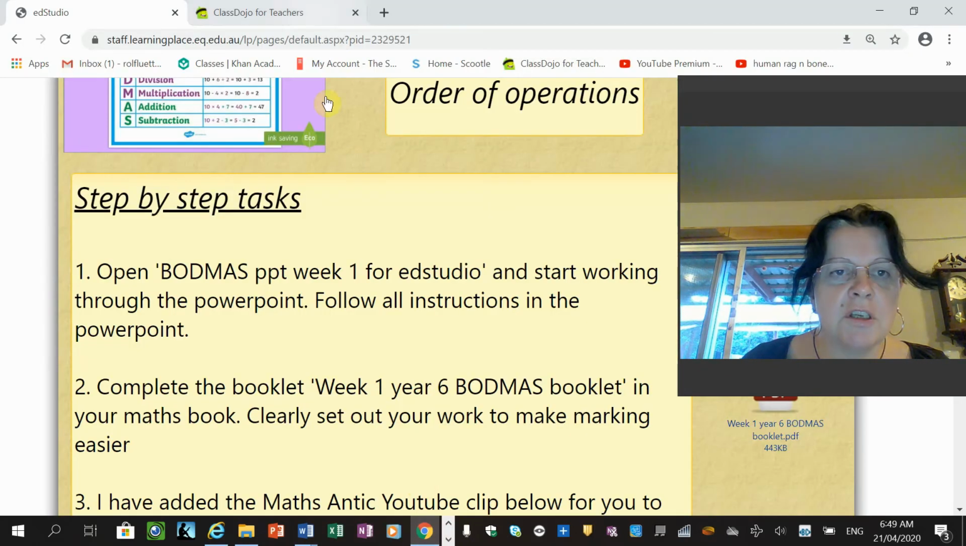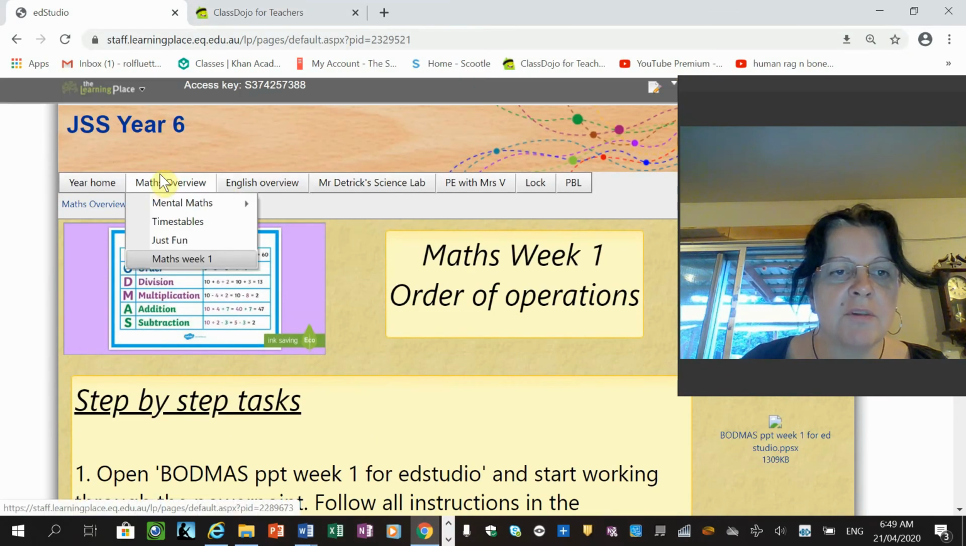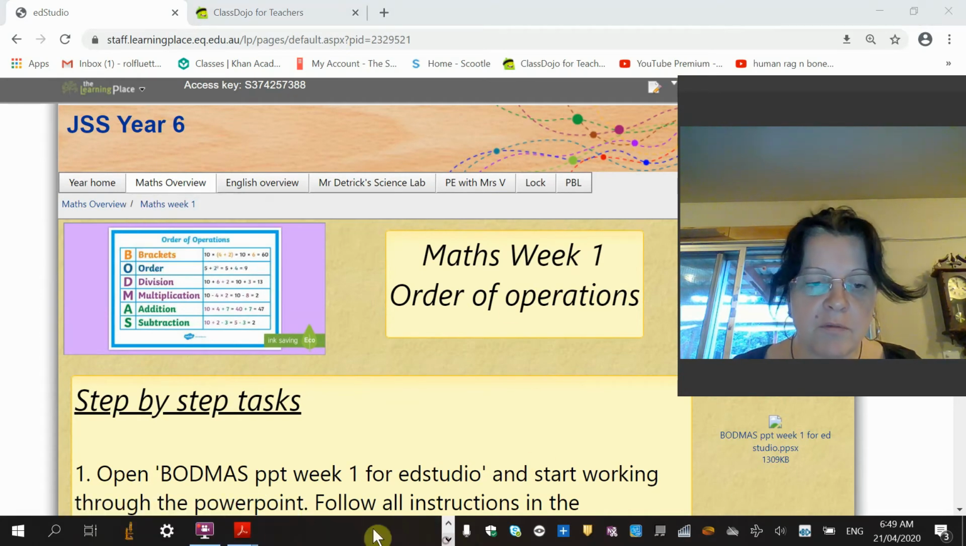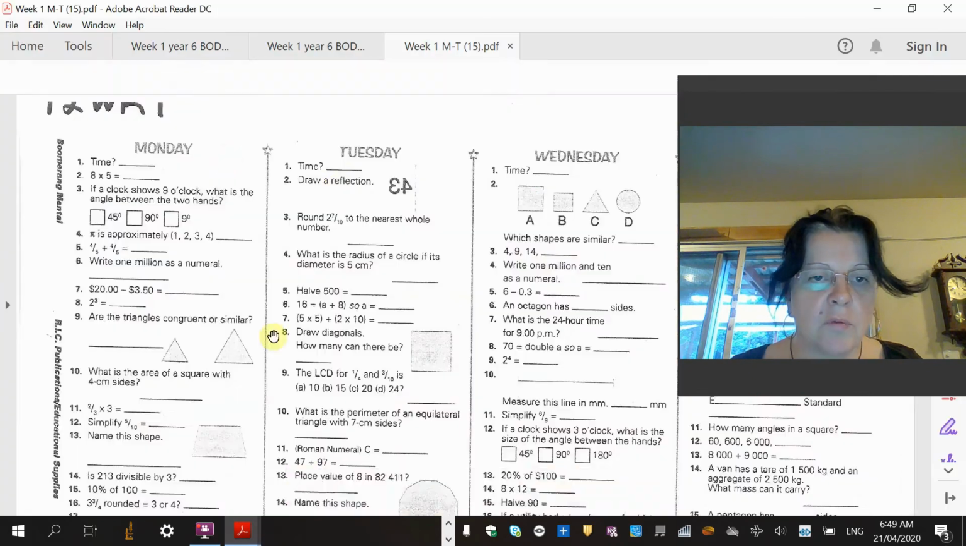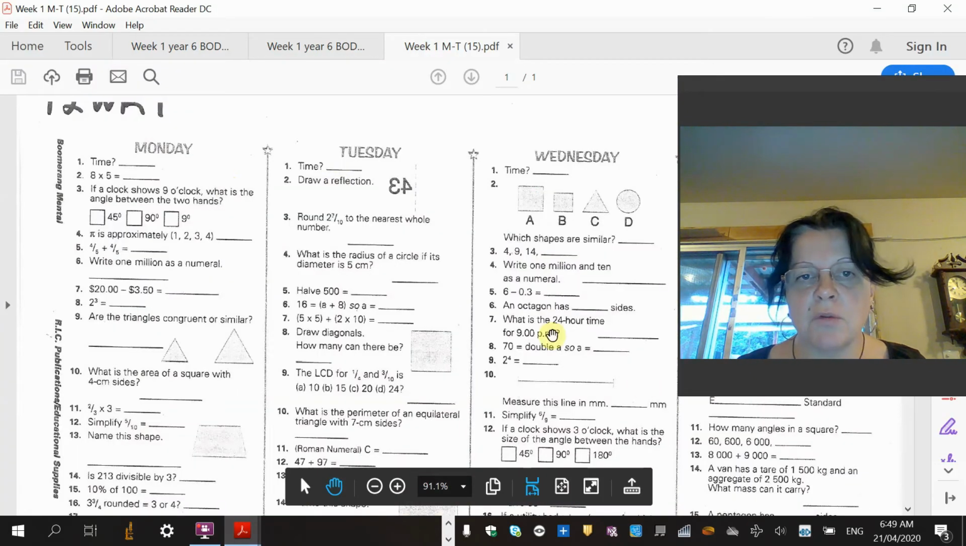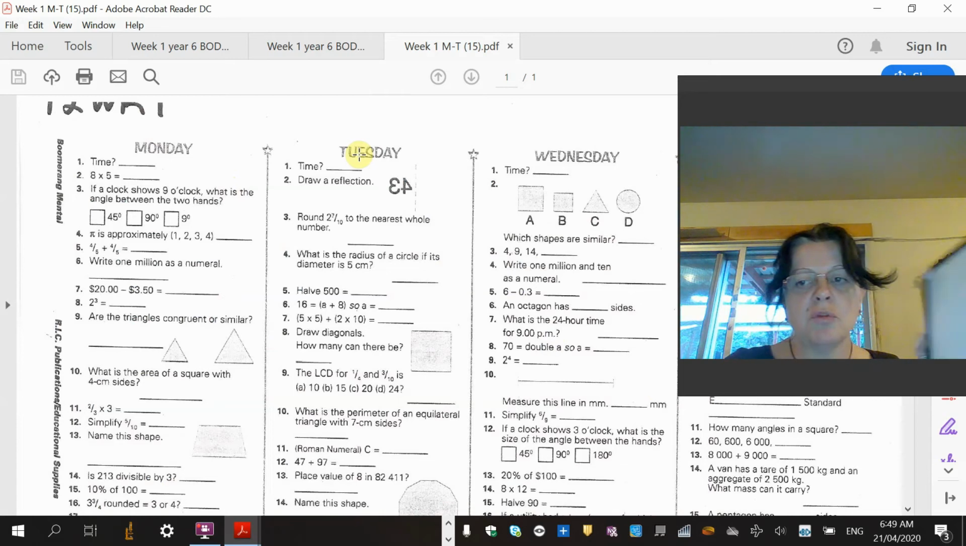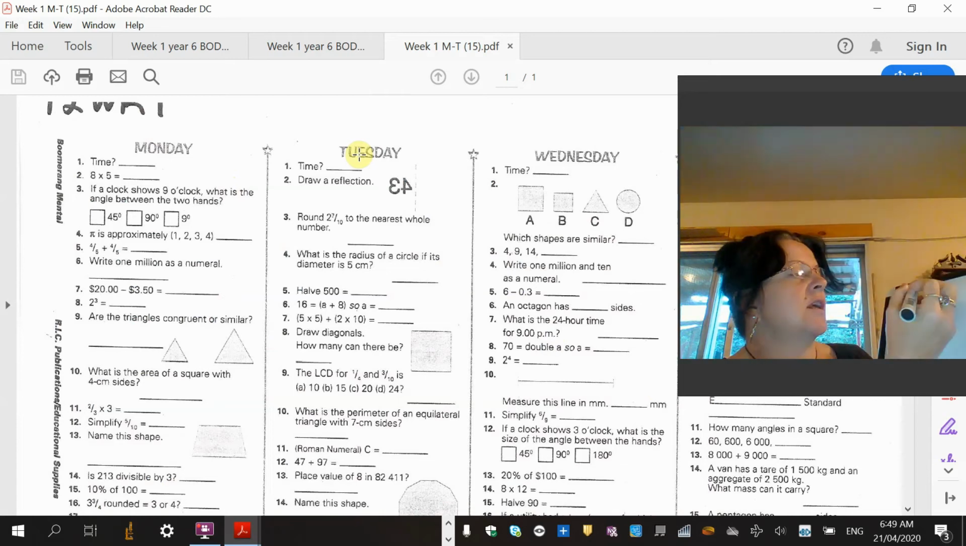Jumping back into Ed Studio, we'll go up to the maths folder and into Mathmentals week 1, where you can download the PDF with the math mental questions for the week. And here we are on Tuesday, so if you could please head up your book if you don't have this sheet printed out.